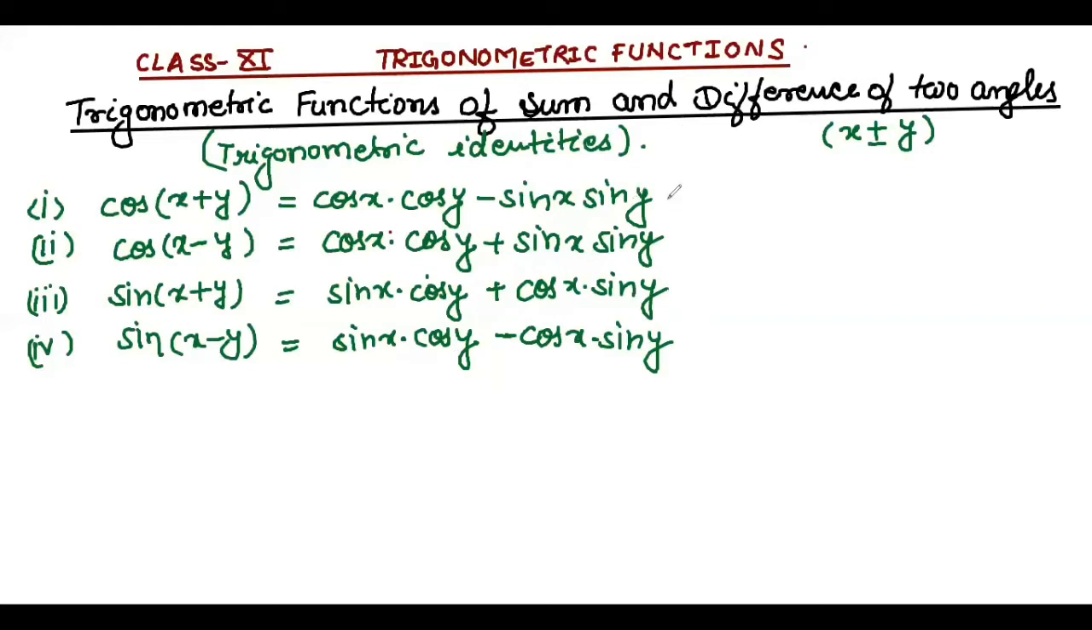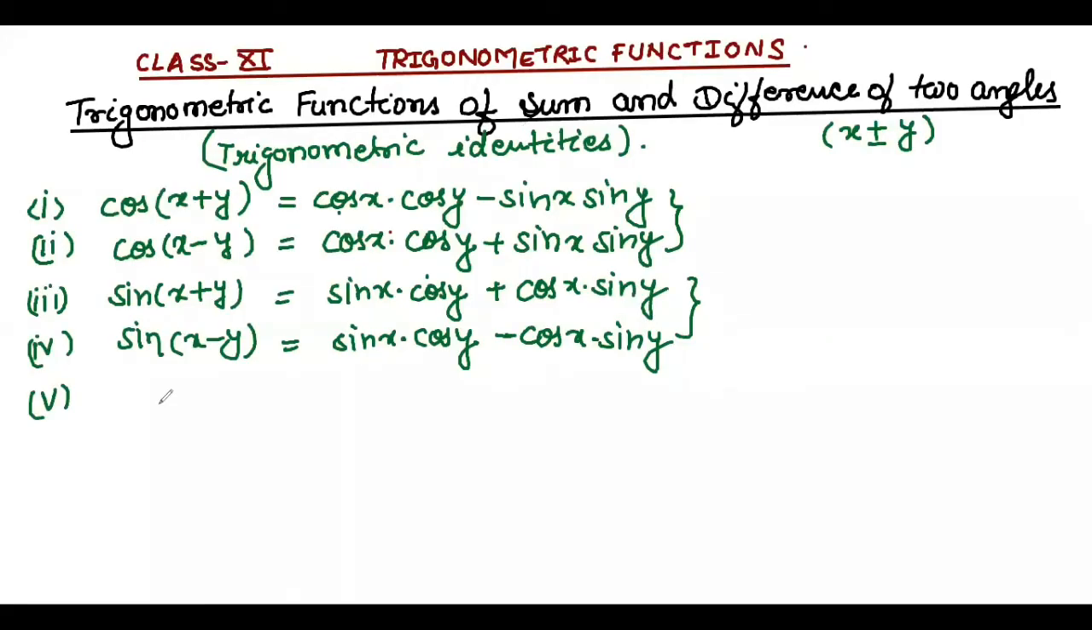So similarity we'll discuss in the first two. When cos is there, here we are getting cos with cos on the right hand side, and sine with sine with opposite sign. Cos of x minus y is cos x cos y plus sin x sin y. And in these two, sine of x plus y and sine of x minus y, similarly, sin x cos y, then cos x sin y. Here sin x cos y minus cos x sin y.